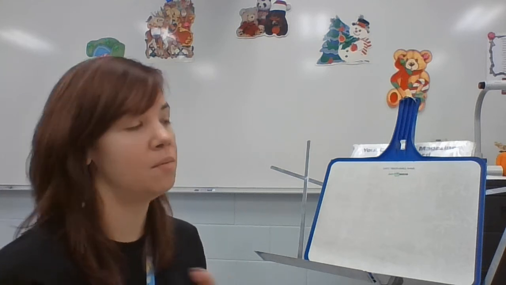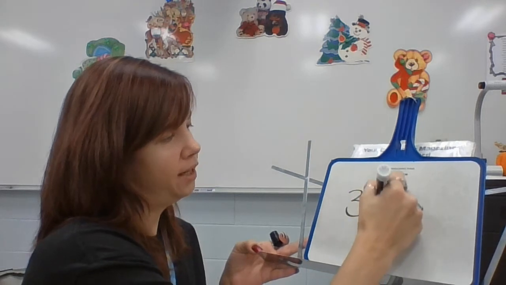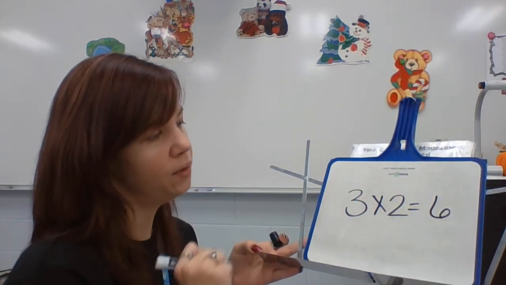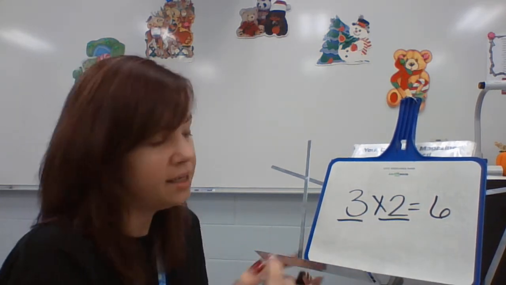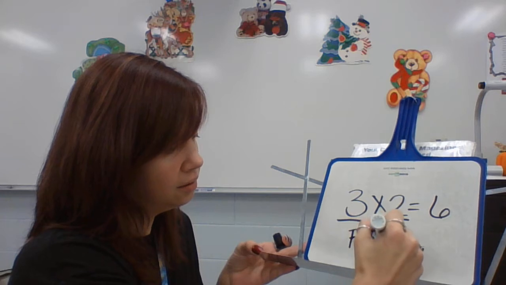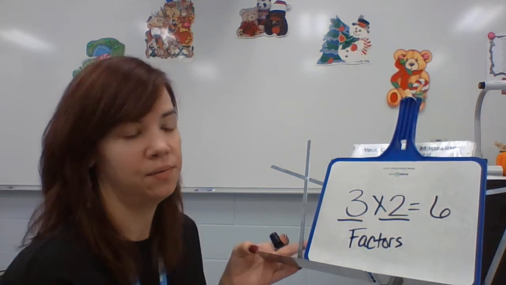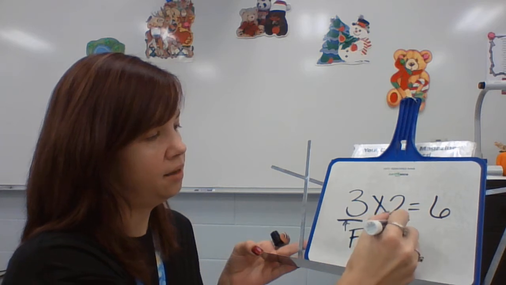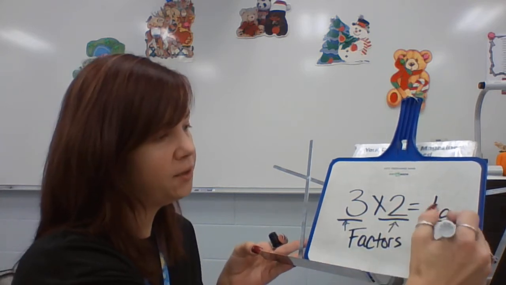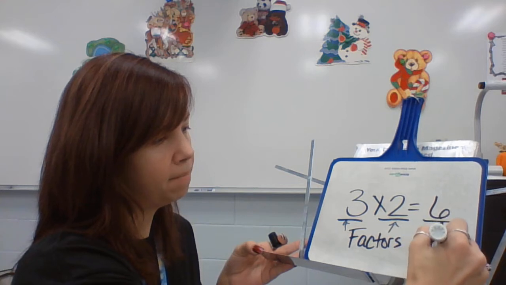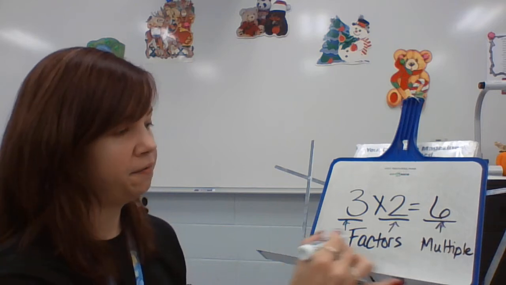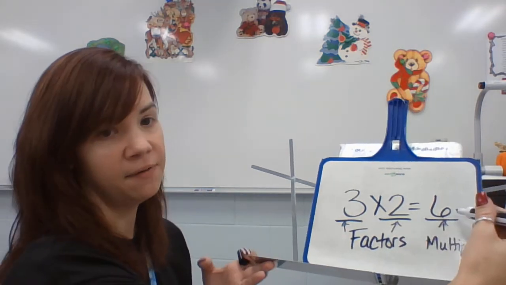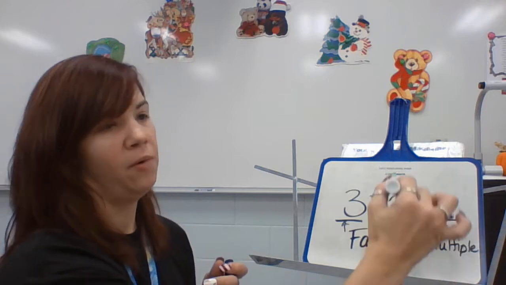All right, but before we start using any of that, I'm going to show you first which part of a multiplication problem is the factors and which is the multiple. So if I do a really simple one, 3 times 2 equals 6, the things that you're multiplying together are your factors. The 3 and the 2 are your factors. 6 being your answer is your multiple. So the factors are what we're going to be finding. They're going to give us the multiple, and we have to discover this part.